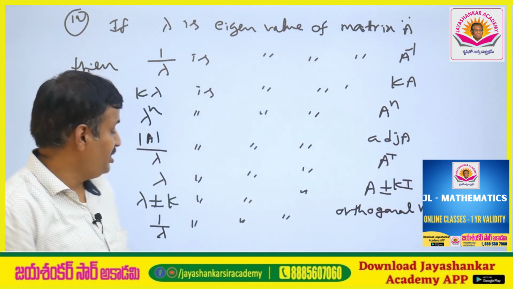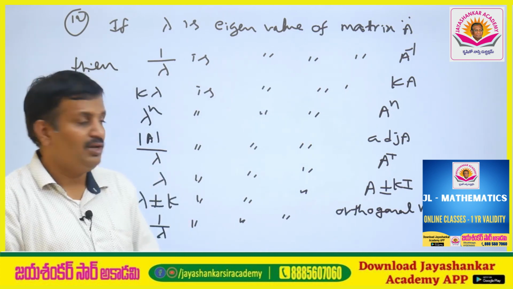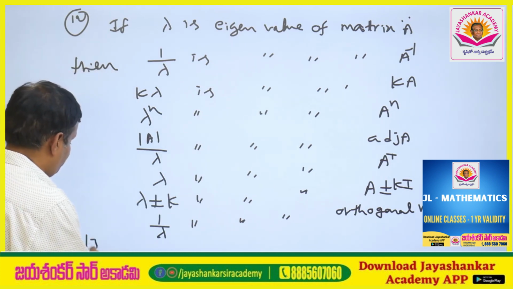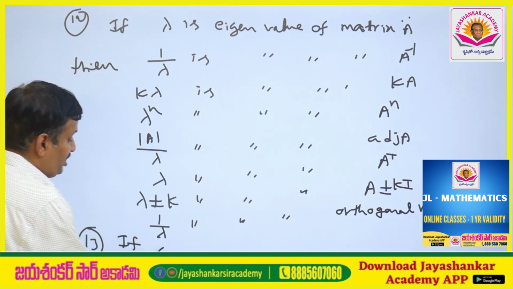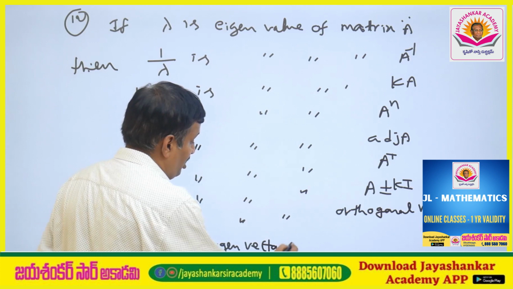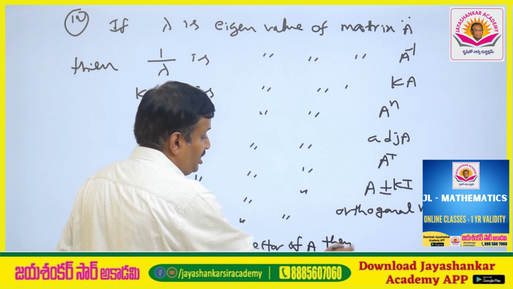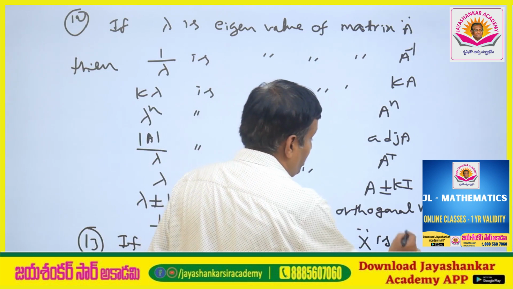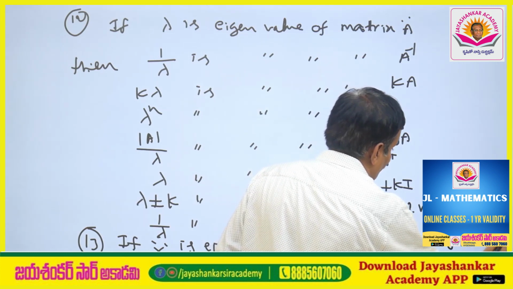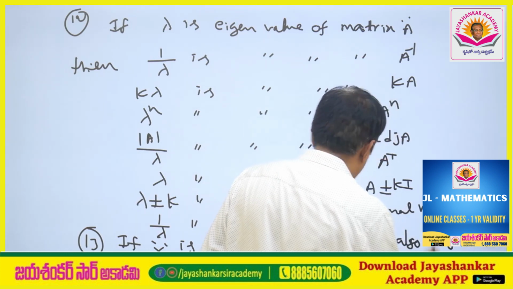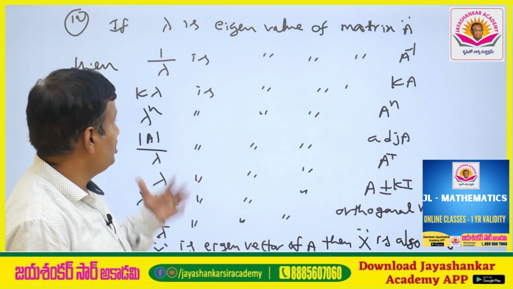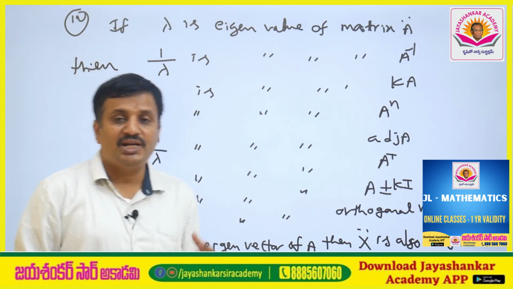So if A is an orthogonal matrix, 1 by lambda is also one of the eigenvalues of the orthogonal matrix. Then coming to the 12th property: if X is an eigenvector of A, then X is also an eigenvector of A power of n. These are all the important properties of eigenvalues and eigenvectors.